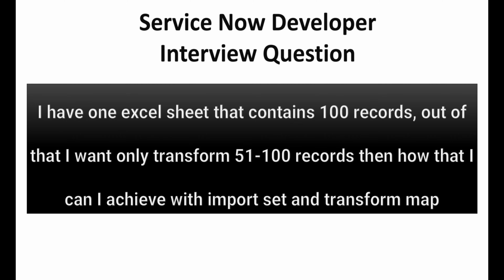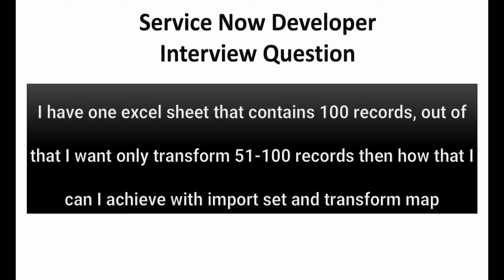In our transform mapping scripting, we have different types of Excel sheets that we need to import to the ServiceNow side. So we are going to import all the Excel sheet data, but we have a restriction. What is the restriction? If an Excel sheet contains hundreds of records, out of 100 I want to use only 51 to 100 records to update while the transform mapping is running. That is the question.